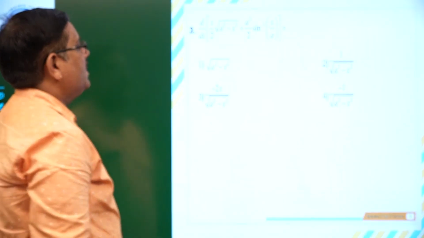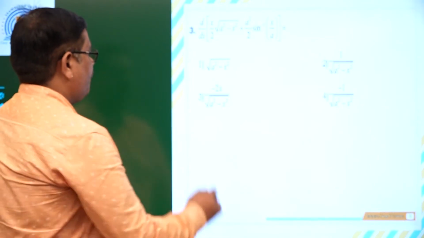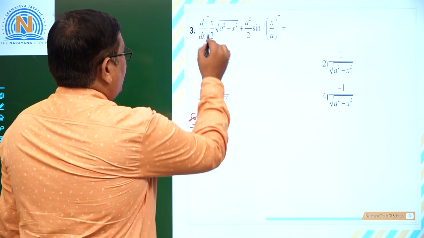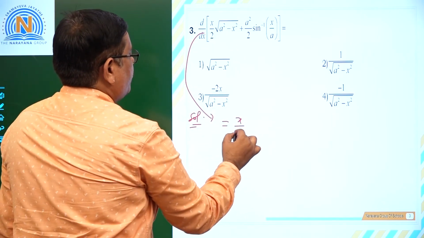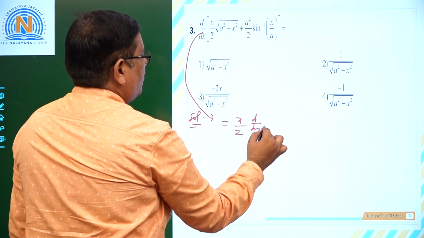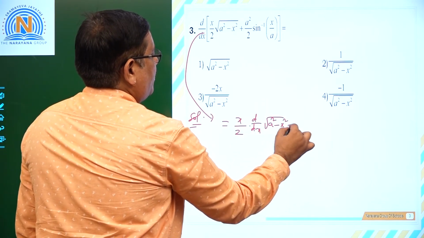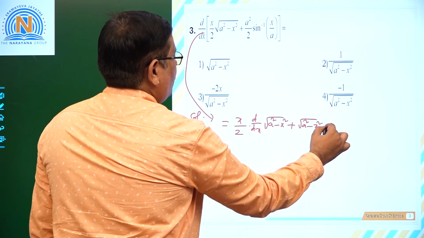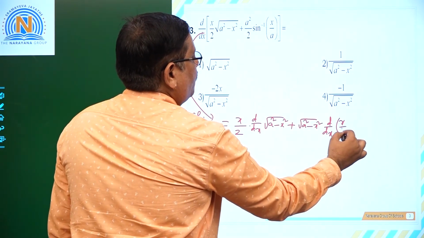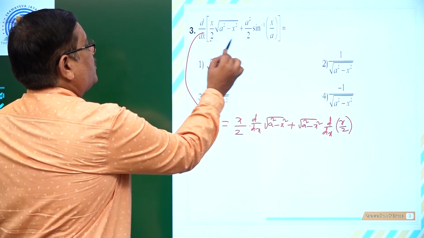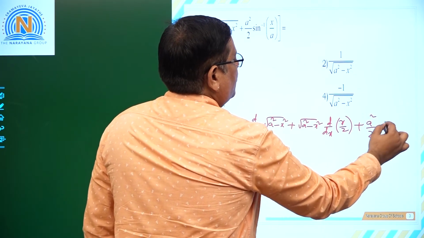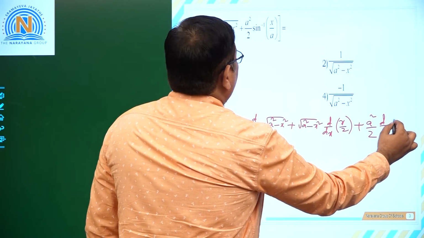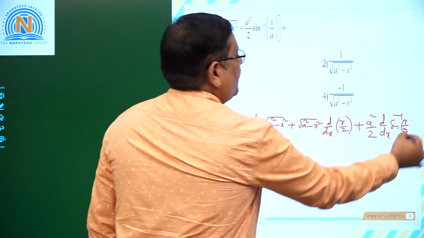d by dx of x by 2 root over a square minus x square plus a square by 2 sin inverse of x by a. Now that is equal to, okay, first here we have to apply UV rule. x by 2 into d by dx of root over a square minus x square plus root over a square minus x square into d by dx of x by 2. Product rule we have applied for this particular function. Next, this function we have to differentiate plus a square by 2 is a constant, we can write a square by 2 times of d by dx of sin inverse of x by a. That is the first step.